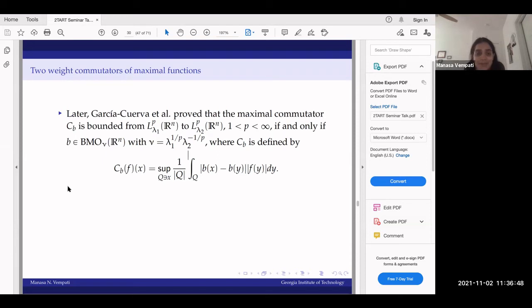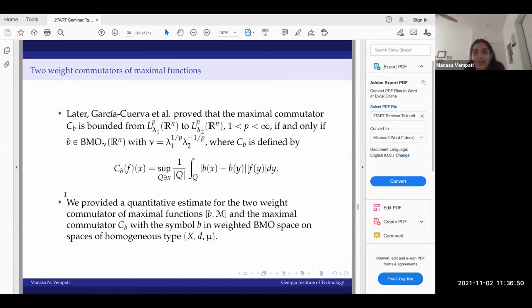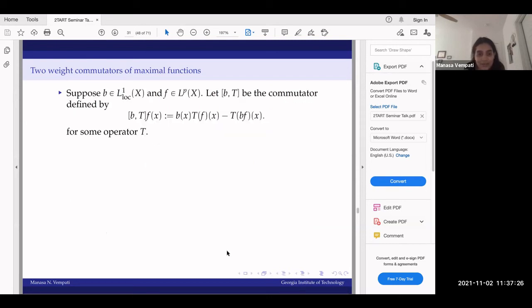So this is the work that quite inspired us to do our result in the setting of spaces of homogeneous type, and I'm going to talk about what we did. We provided a quantitative estimate for the two-weight commutator of the maximal function, [b, M]. The M that you see here is the Hardy-Littlewood maximal function defined in the setting of spaces of homogeneous type. We also obtained a quantitative estimate for the maximal commutator C_b in this setting. We obtained a better quantitative estimate because we worked with something called sparse operators. I'm going to get into the details of that.